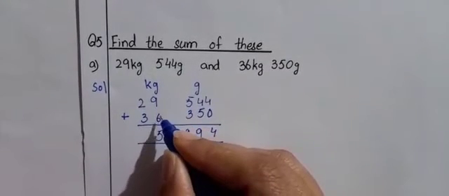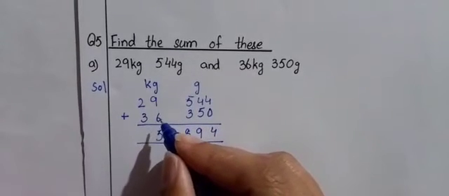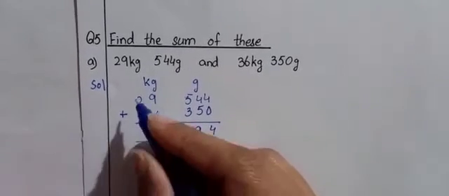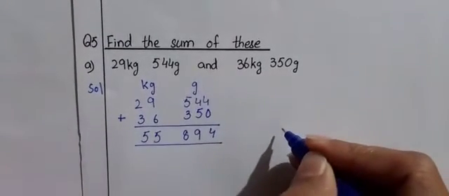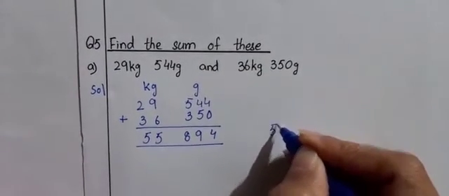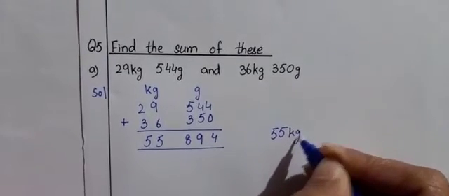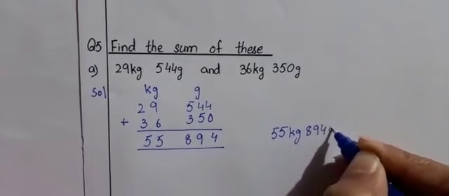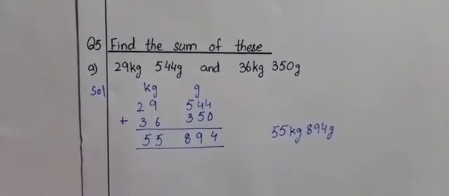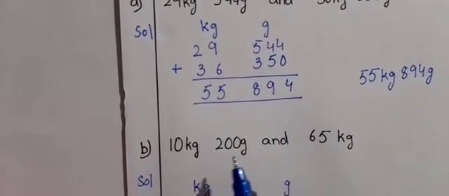So first I have taken 1 from here and made it 10, and then what is left? 5. So 10 plus 5 is 15. 2 plus 3 is 5. So what is our answer? I am writing it over here: 55 kg 894 grams. Okay. So boys, after doing part A, we will move toward part B, that is 10 kilogram, 200 grams and 65 kilograms.